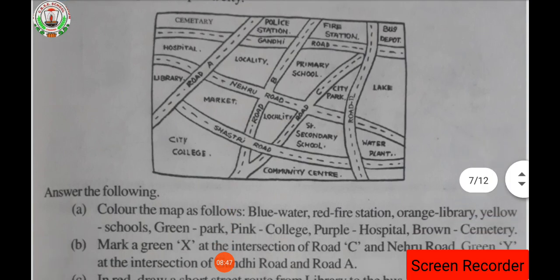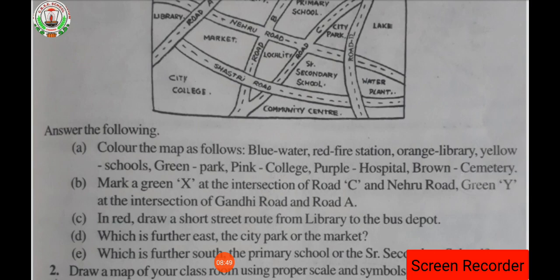Now here the question is that color the map as blue, that means wherever the water is there, river is there, water plant is there, lake is there, there you have to color. That means in the book itself you can color it. Okay, so wherever the water is there, that you have to color with blue. Wherever a fire station is there, there you have to color red. Then orange color for the library, then yellow color you have to use for the school, green color for the park, pink color for the college, purple color for the hospital and brown color for the cemetery. So you can color in the book itself.